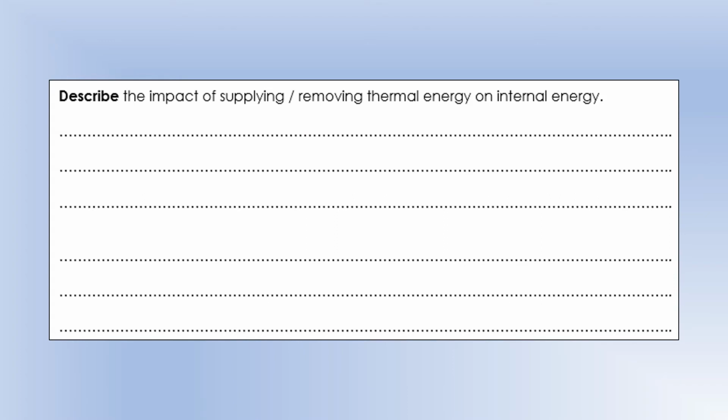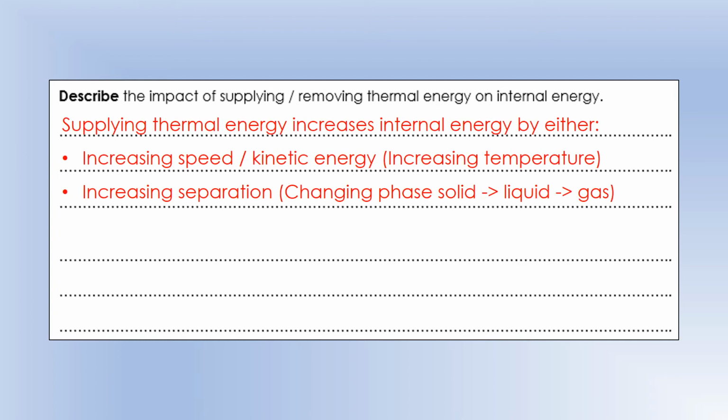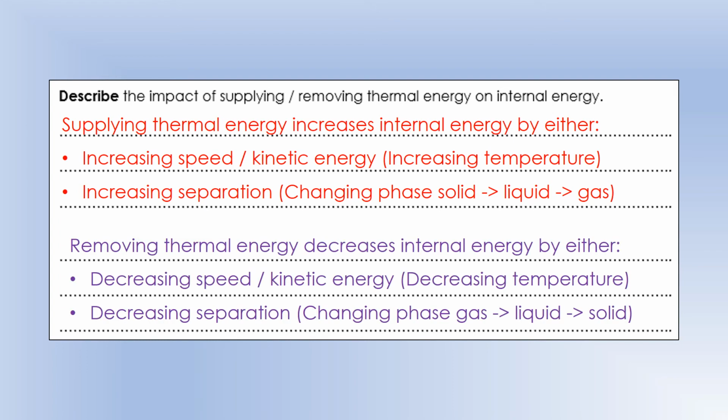What is the impact of supplying or removing thermal energy on the internal energy of a system? Well, if you supply thermal energy, that increases internal energy, and it does it one of two ways. It can either increase the kinetic energy, which means temperature rises, or it can increase the separation, which means electric potential energy rises, and we'd go from a solid to a liquid to a gas, so we're going up the phases of matter, if you like. If you remove thermal energy, that decreases the internal energy, so that can either decrease kinetic energy, or decrease temperature, or it can decrease separation and go down the phases in the opposite direction.